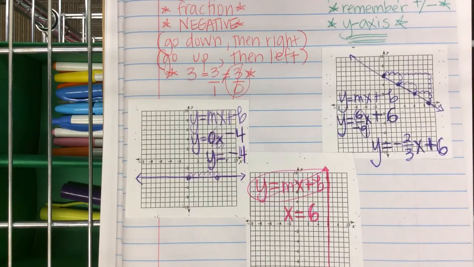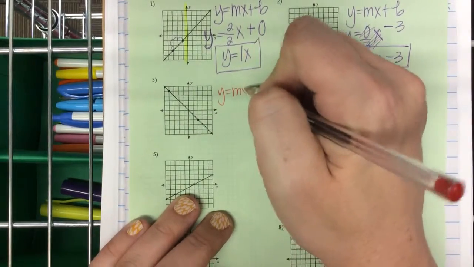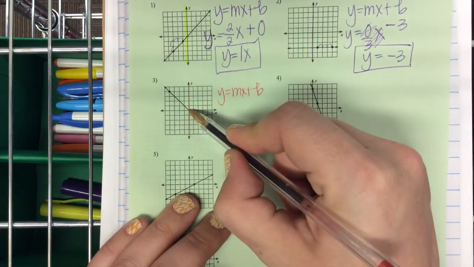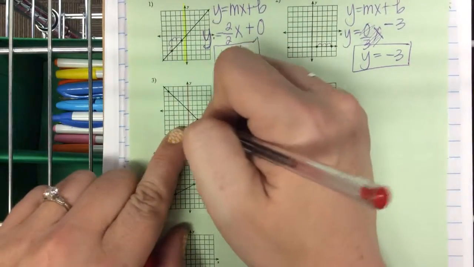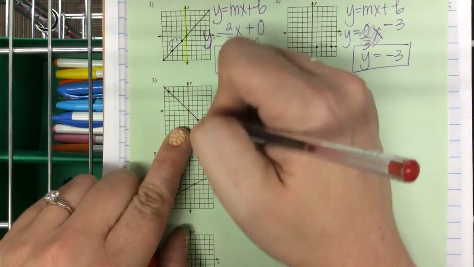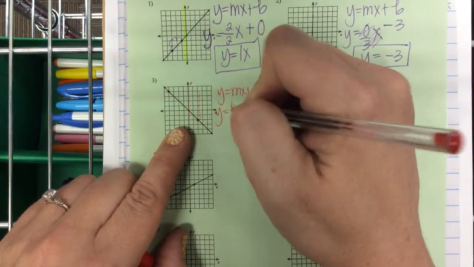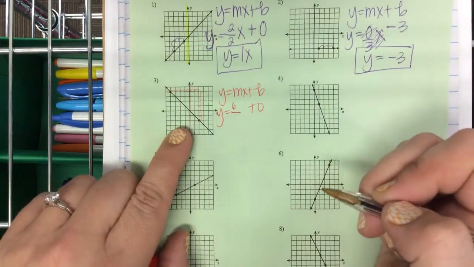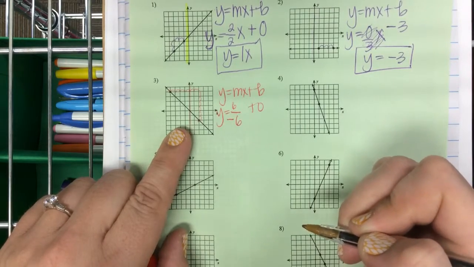Problem number 3. Y equals mx plus b. The intercept is 0. And here are your points. Your slope is 1, 2, 3, 4, 5, 6 over 1, 2, 3, 4, 5, 6. But not 6, it's -6, because we went backwards. X.